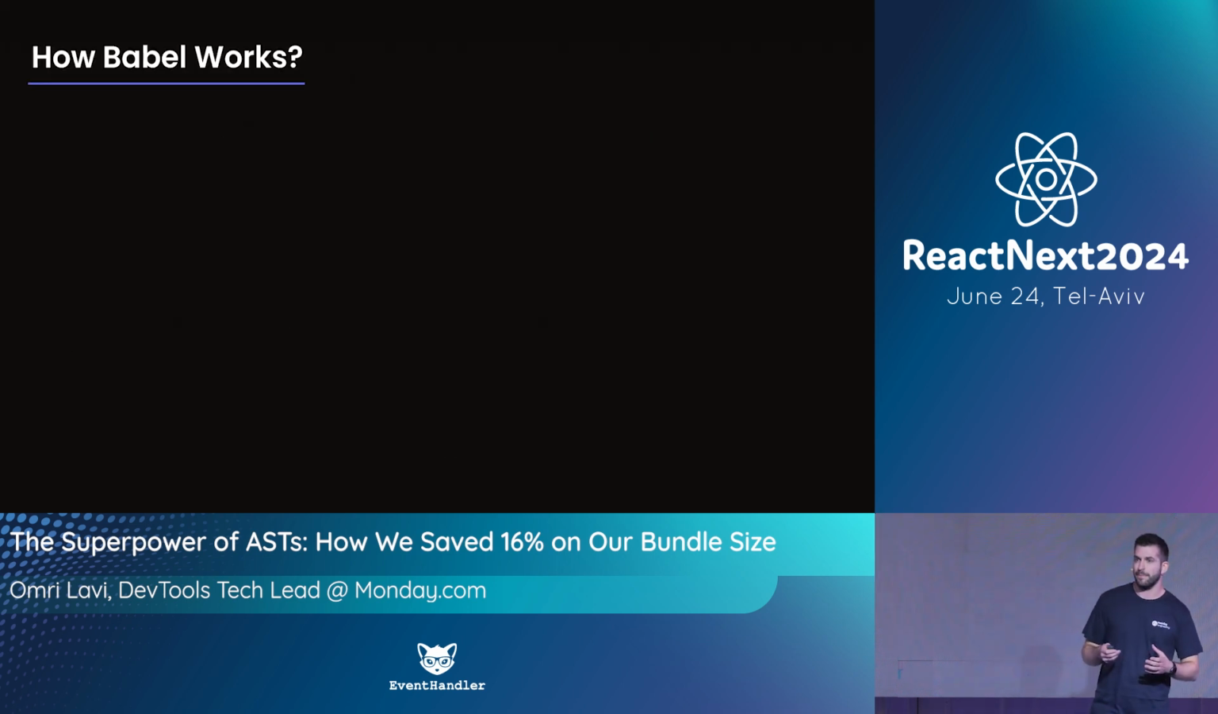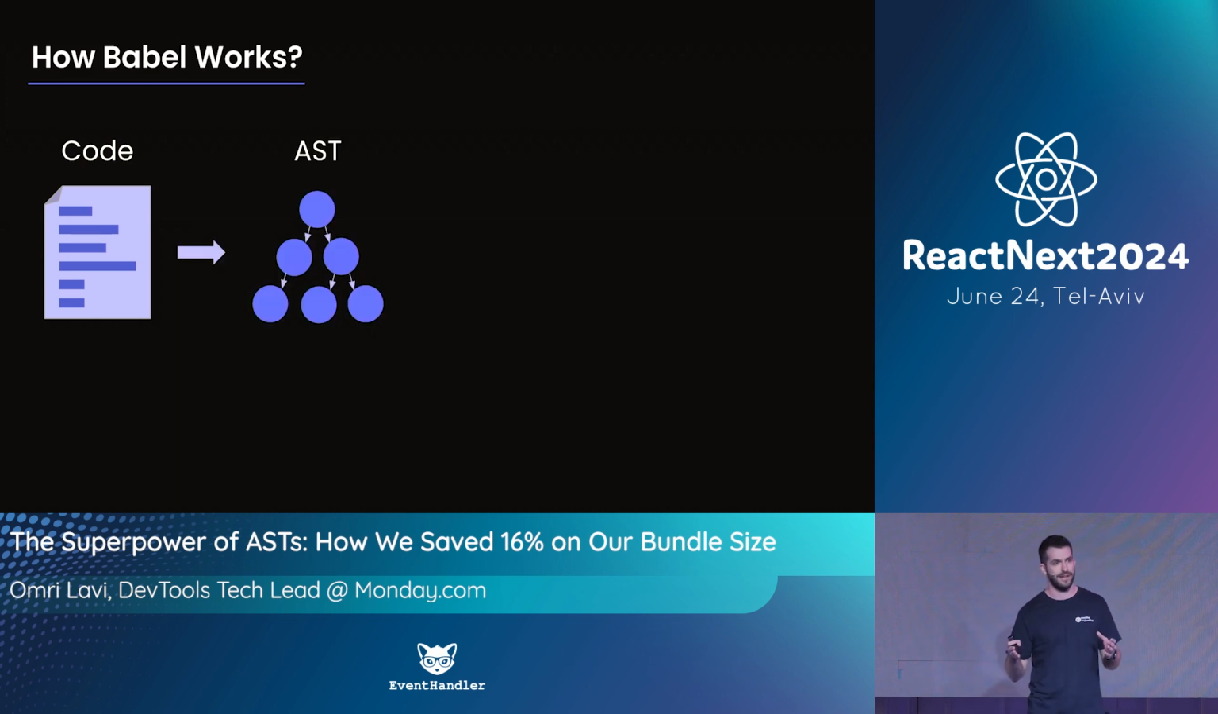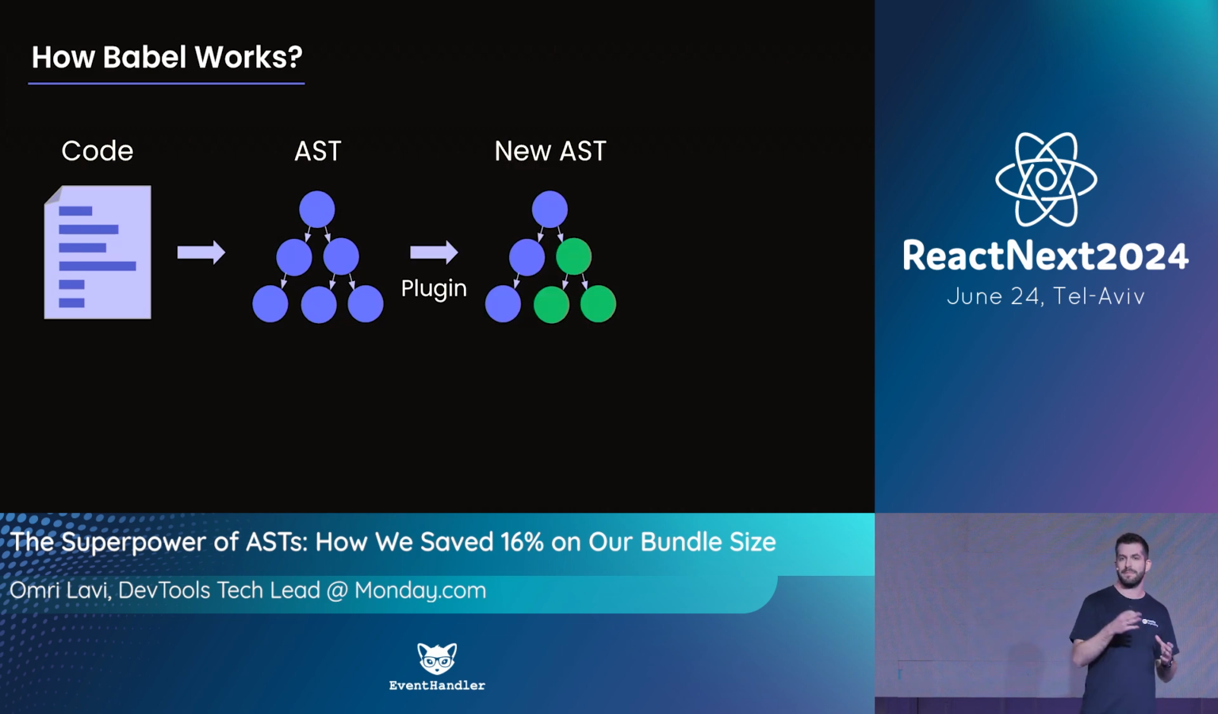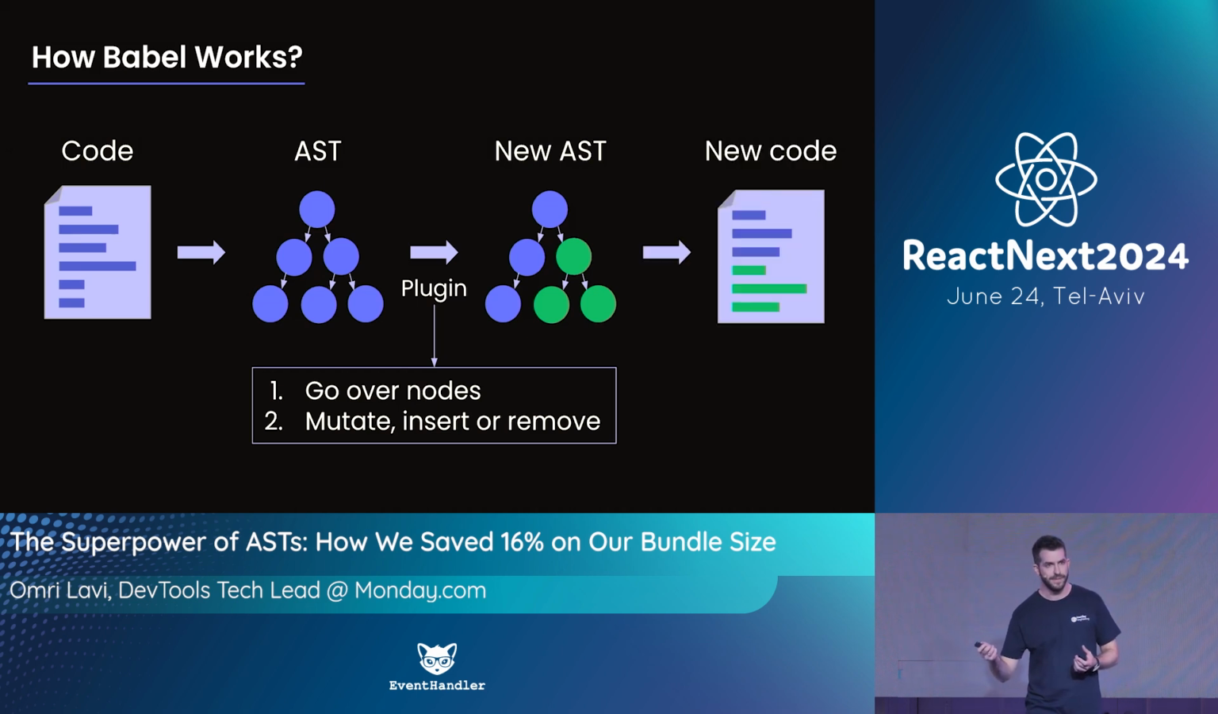So let's talk for a moment about Babel. How does it work? Babel knows how to read your code, then parse it to have an AST. And then it runs plugins to generate a new AST. And this is where you can step in and write your own plugin that goes over all of the nodes of the AST and changes it as you see fit by adding nodes, removing, or mutating them. Then Babel knows how to take this new AST and generate new code from it. And this is, generally speaking, how Babel works.